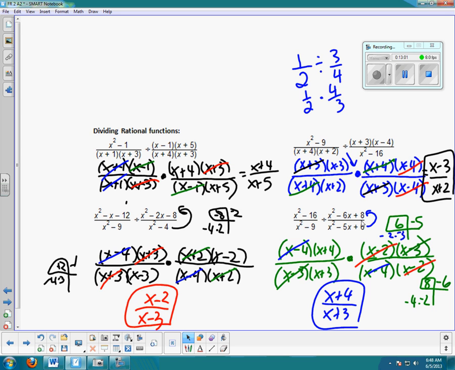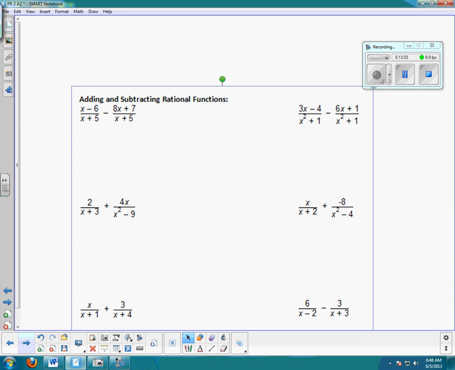All right, from there we went on and added and subtracted rational functions. And in order to do this, it was all about the denominators. If the denominators were the same, it was really easy. If the denominators were not the same, it was a little bit harder. So I'm going to do the ones on the left-hand side, and I'm going to need you to do the ones on the right-hand side. First, you check those denominators. If they're the same, which they are here, that means it's going to be x plus 5 in your answer.